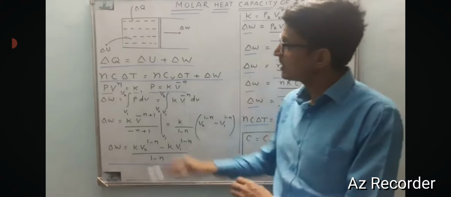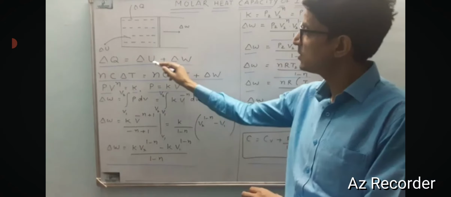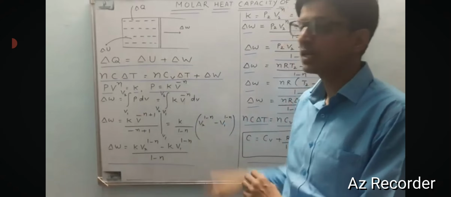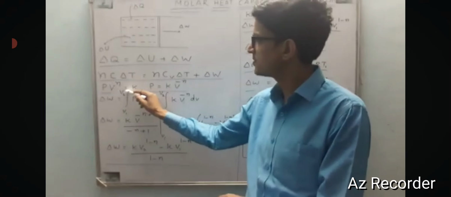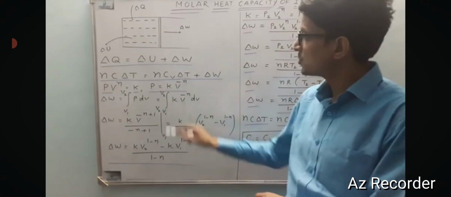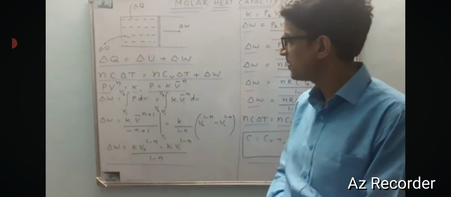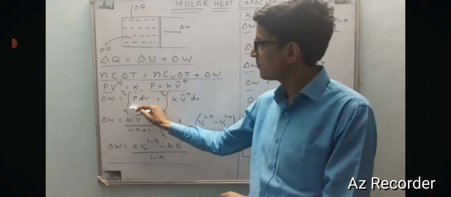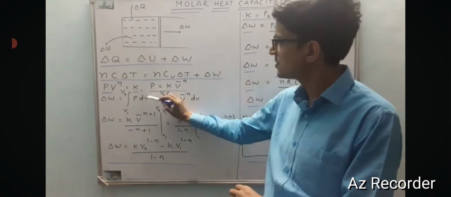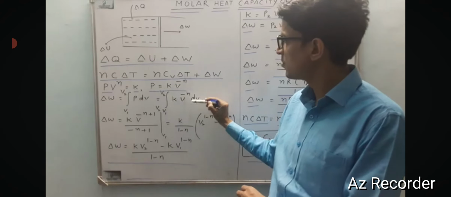Now, we know that delta Q can be written as nC delta T. Delta U is nCv delta T, plus delta W. Equation of the gas is PV raised to power n is equal to K, which is constant. So we can say that P is equal to K V raised to power minus n. Now, the work done is integration of PdV from V1 to V2. So if we substitute the value of P, P is K V raised to power minus n in dV.